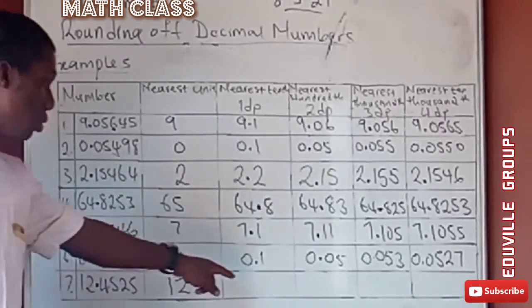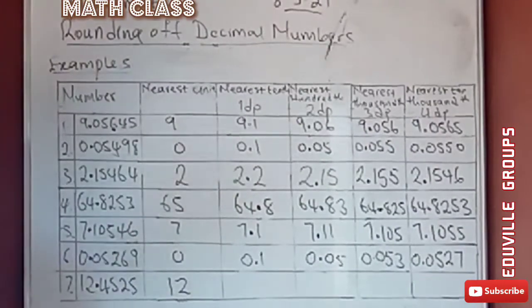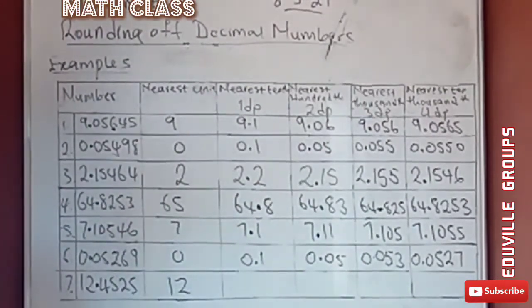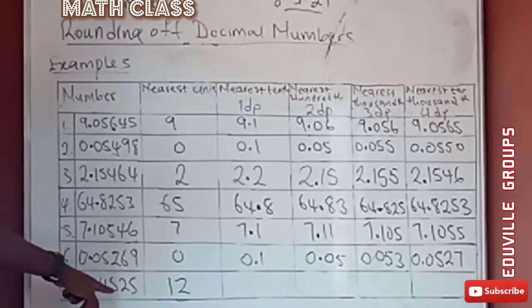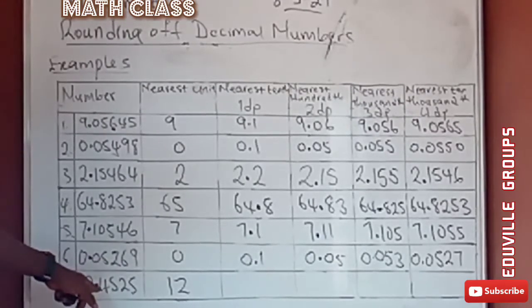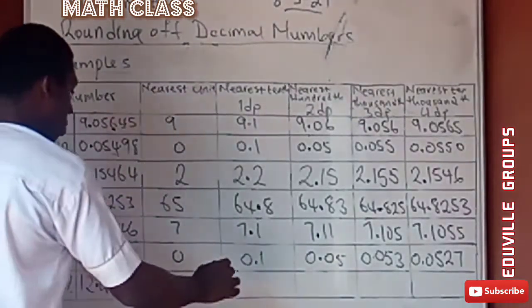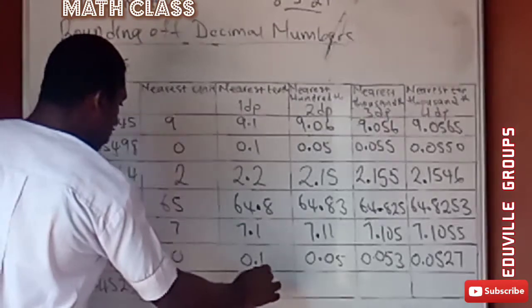Okay, let's continue. In the nearest tenth, what will be our answer? The rounding digit is what? 4. And the next number is what? 5. What do we do? Add 1 to 4, and our answer will be what? 12.5. Correct.